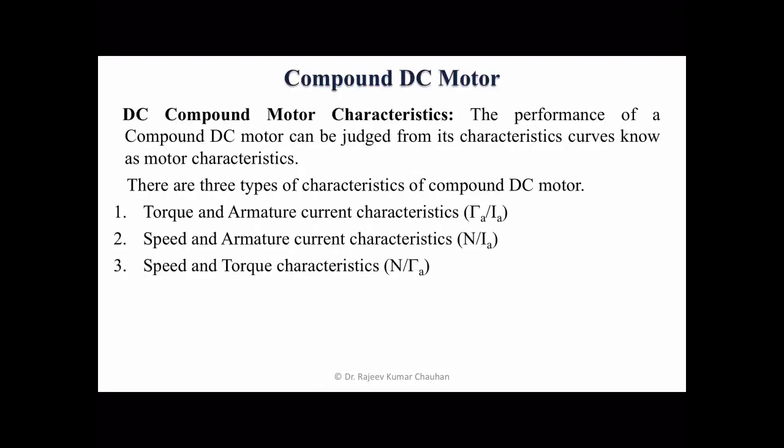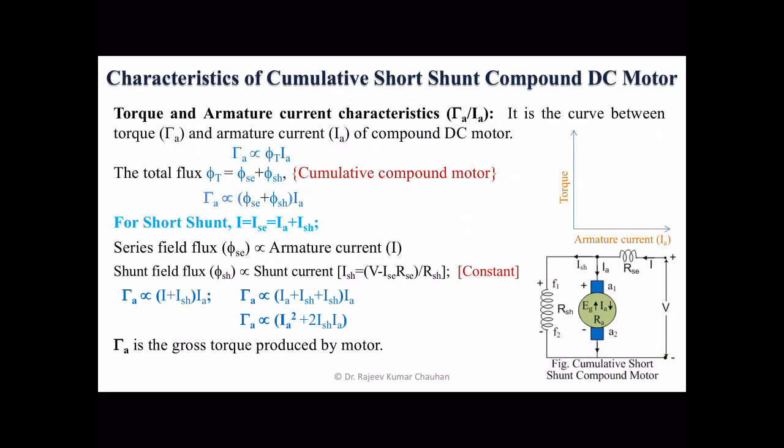I am going to discuss the characteristics of DC compound motor. The performance of a compound DC motor can be judged from its characteristics curve, known as motor characteristics. There are three types of characteristics of compound DC motor: first, torque and armature current characteristics; second, speed and armature current characteristics; third, speed and torque characteristics.